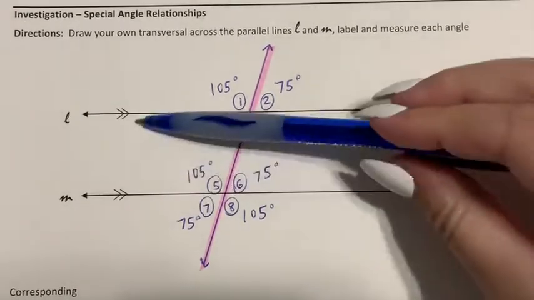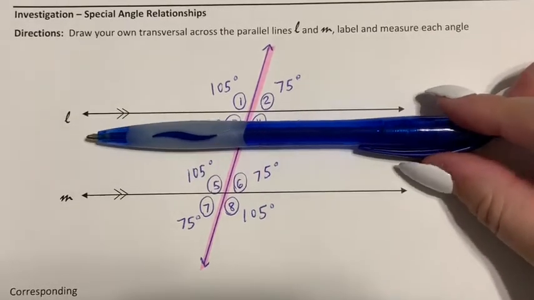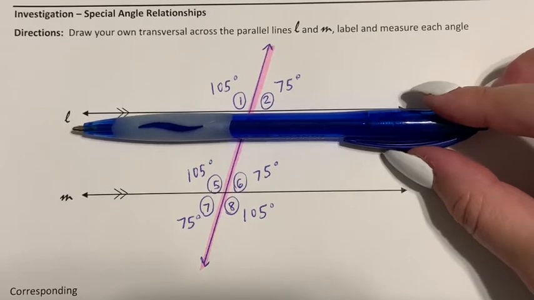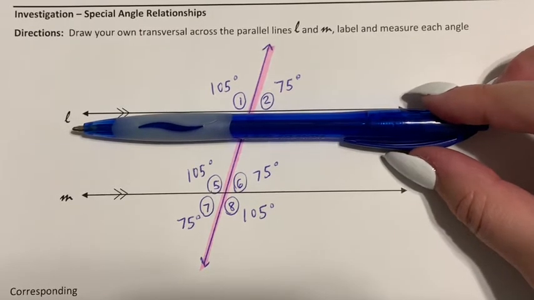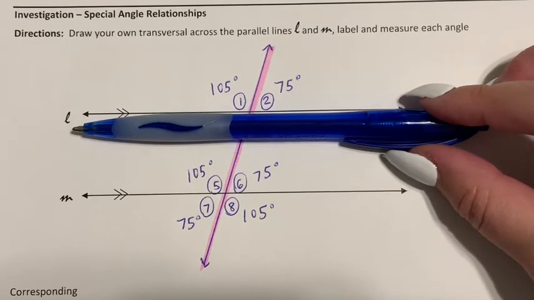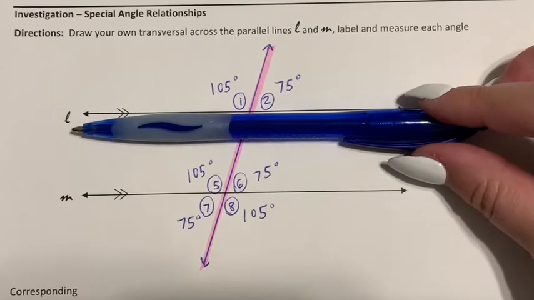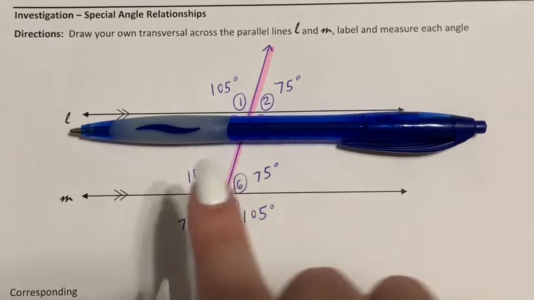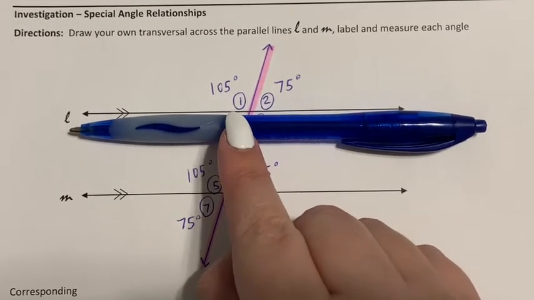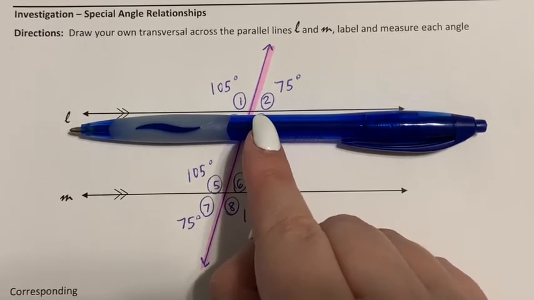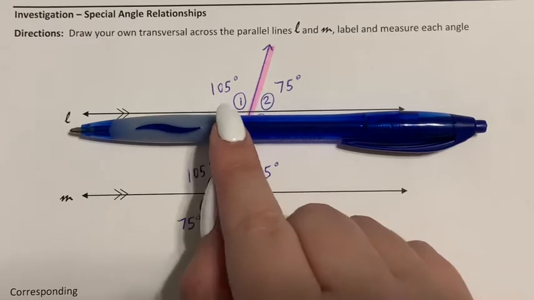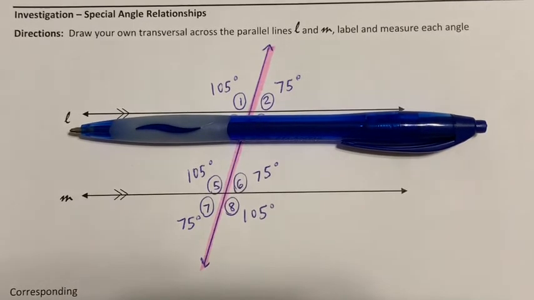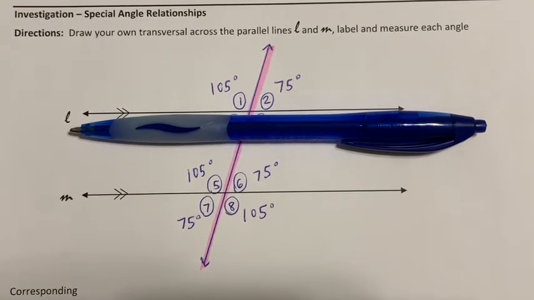The other thing I'd like for you to look at right now is angles 1 and 2. Angles 1 and 2 form a straight line. Because they form a straight line, they are a linear pair, and they should add to 180 degrees. So you need to double check that the measures that you got for angle 1 and angle 2 add to 180 degrees. So here 105 degrees plus 75 degrees does indeed give me 180 degrees.